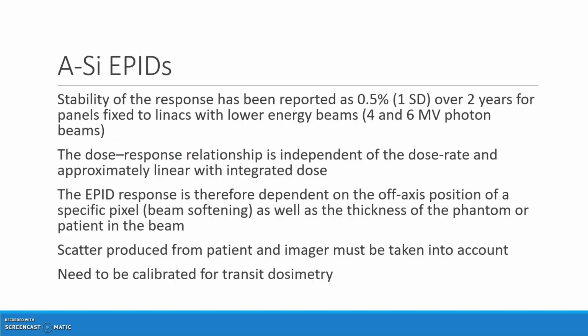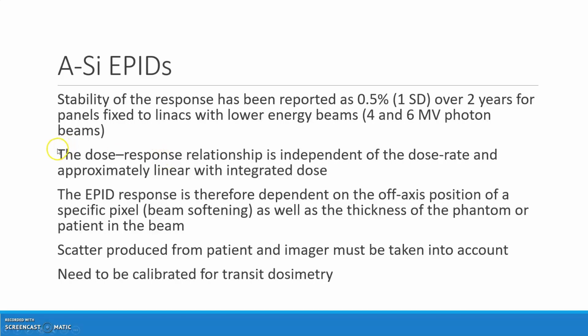Now the good thing about amorphous silicon intensifiers for these is that they provide a very stable response. They do require calibration, and you can see that at the bottom. They need special calibration for transit dosimetry. It's not simply a case of being able to look at an EPID and use some form of device to measure the degree of blackness and convert that automatically into dose. That's essentially what happens, but it's a bit more complicated than that.